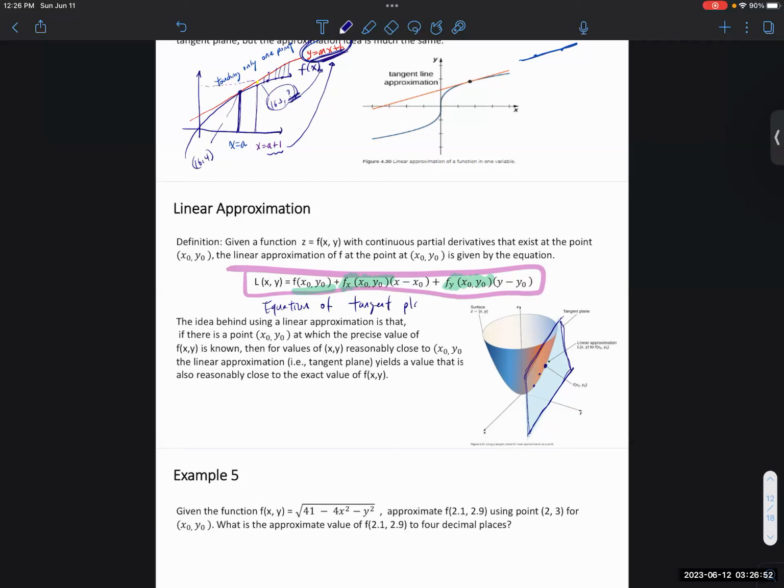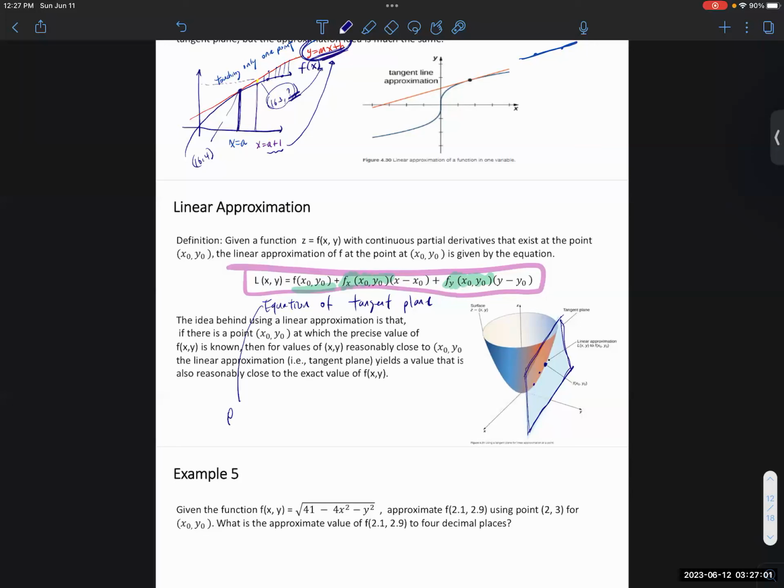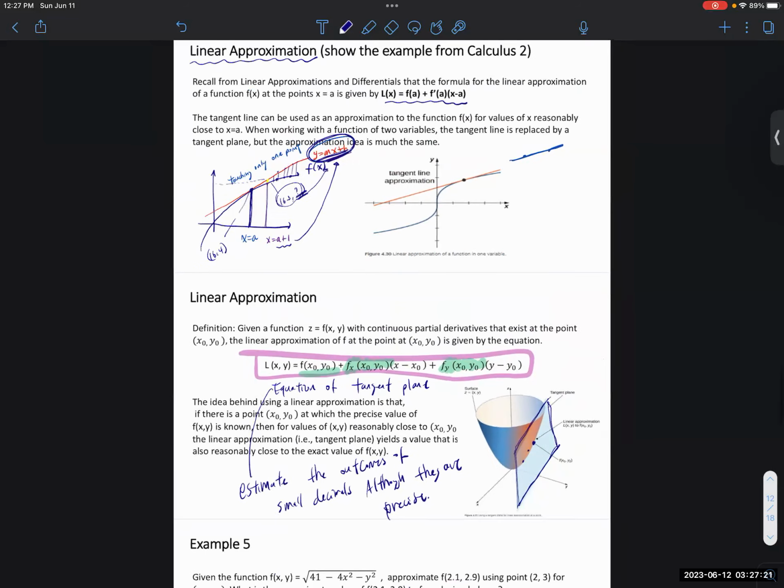This is the equation of the tangent plane, like the same thing as y equals mx plus b, the tangent equation. We can estimate the outcome of small decimals, although they are not precise. It sounds a little bit weird, but I will show you one more time.